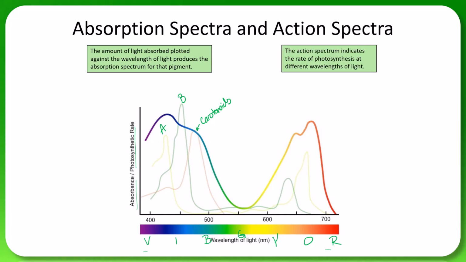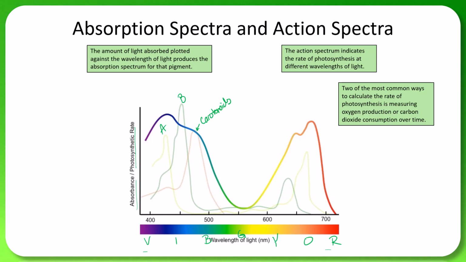So the action spectrum indicates the rate of photosynthesis at different wavelengths of light. Now we're focusing on this bolded line. Notice that it follows the same trend as our absorption spectrum. Notice that where our absorption peaks, the action peaks, and where the absorption drops, the action drops. But they are not identical. Absorption indicates how much of that light frequency is absorbed by those pigments. The action spectrum is how efficient, or the rate, how quickly photosynthesis is happening within that plant.